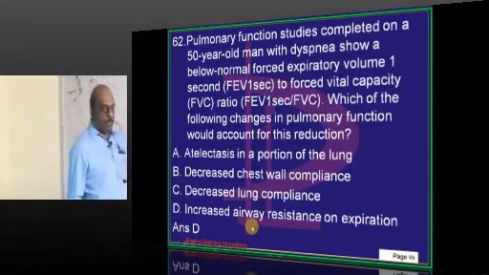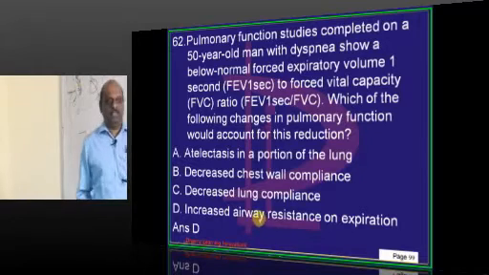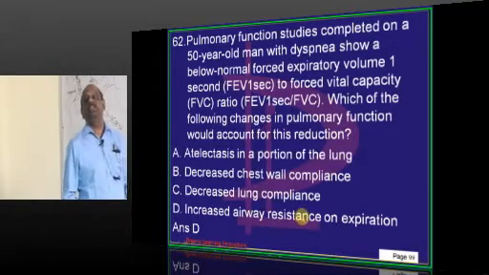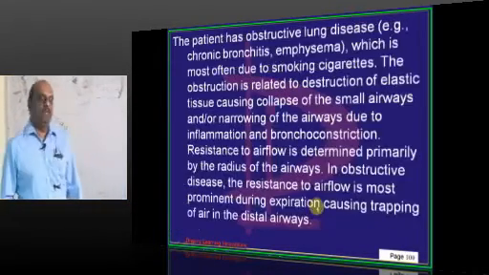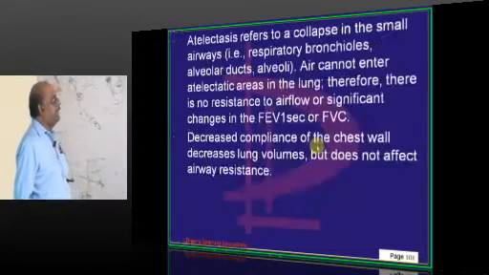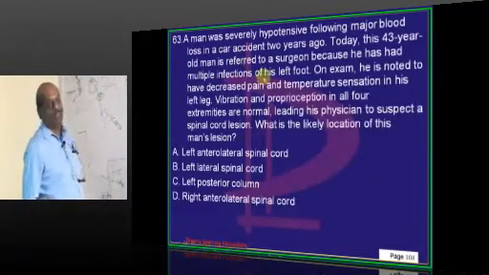So it is a typical pattern of obstructive lung disease. That's the reason there is an increased airway resistance on expiration. FEV1 by FVC ratio is typically diminished, is what you need to basically remember.